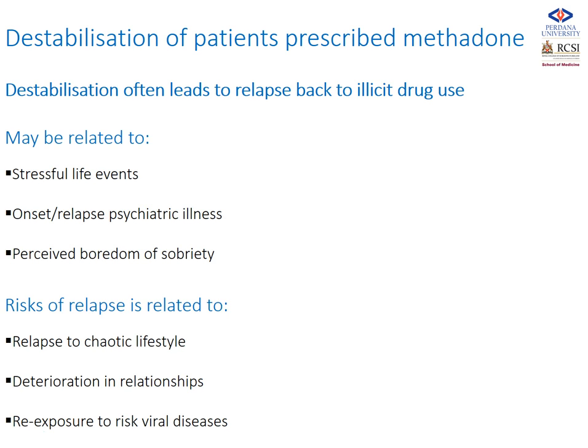And what happens to patients who destabilize and relapse? Well, this may be related to stressful life events, or it could be the onset or a relapse of a prior psychiatric illness, or it could be also seen that their life now on methadone maintenance is boring, this life of sobriety is not attractive. It may also be related to chaotic lifestyle, relationship deteriorations, or re-exposure to risk of viral diseases.